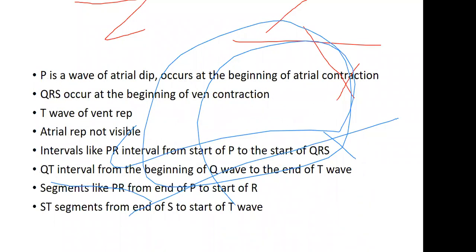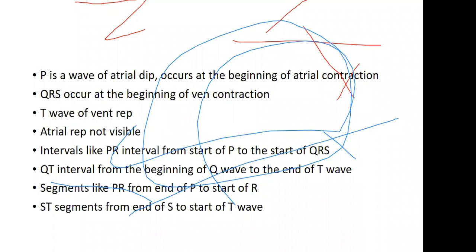P wave, as I told you, is a wave of atrial depolarization. It is DEP, not DAP. P wave is the wave of depolarization of the atria, occurs at the beginning of the atrial contractions. QRS occurs at the beginning of the ventricular contraction. Means first the wave has to be formed, followed by mechanical contraction.